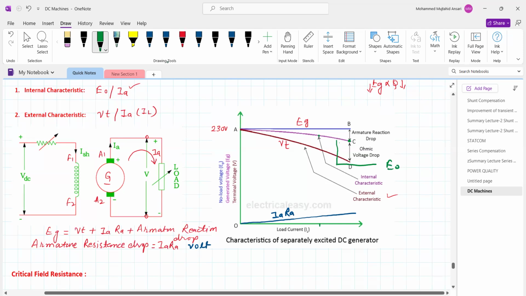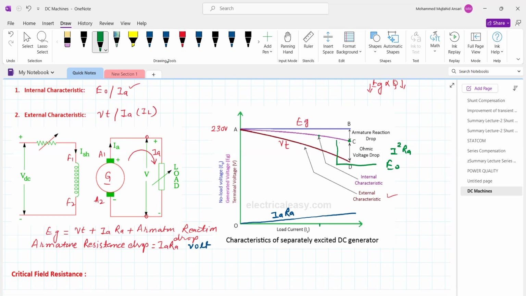So this drop, we will calculate from the terminal voltage, from the second terminal voltage point. The first drop is called the ohmic drop, the I square RA drop, and the remaining part is nothing but the armature reaction drop. Because it is not possible to measure the armature reaction drop directly, we measure the terminal voltage versus armature current. So we have measured and plotted the terminal voltage.